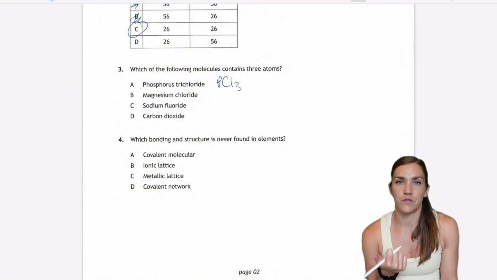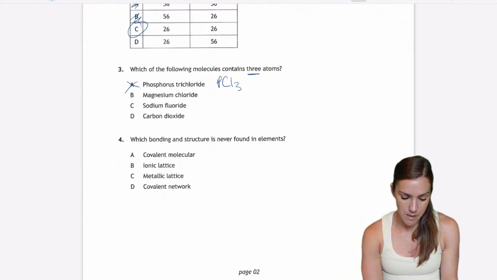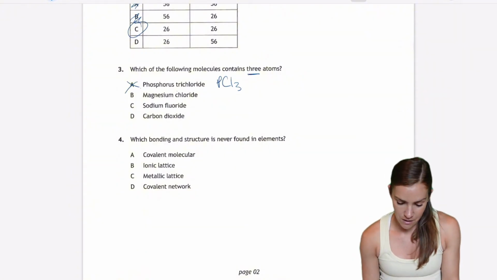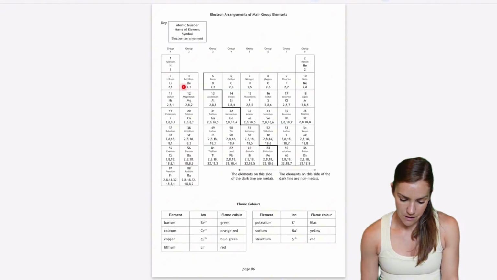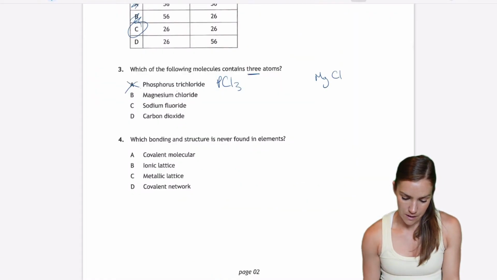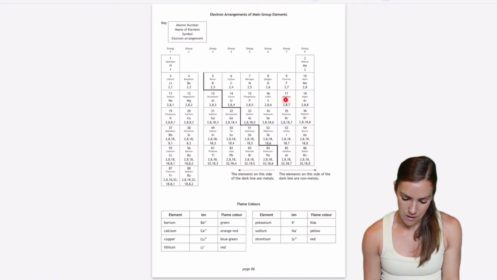So we can see that 1 phosphorus plus 3 chlorines would be a total of 4 atoms, so that rules that answer out because we are looking for 3 atoms. For B, magnesium chloride, there's no prefix in there, so we would have to work out the chemical formula using valencies. If we do that quickly, we've got the symbols Mg and Cl. Magnesium is in group 2, which means its valency is 2. And then chlorine is in group 7, which means that its valency would be 1.